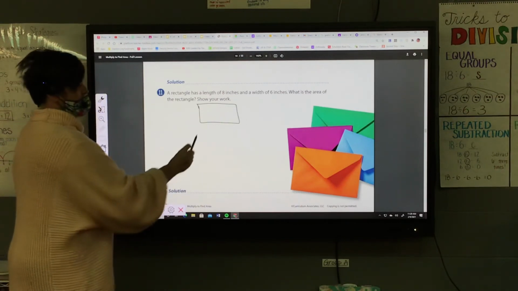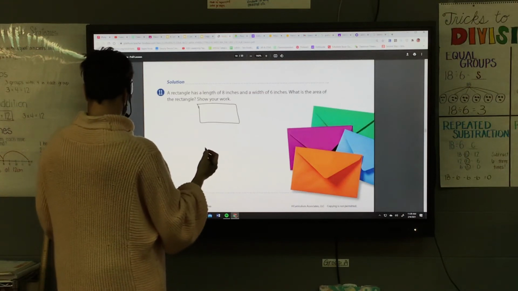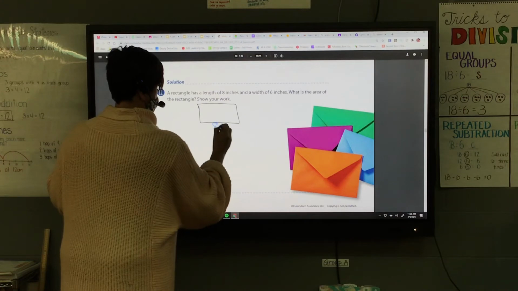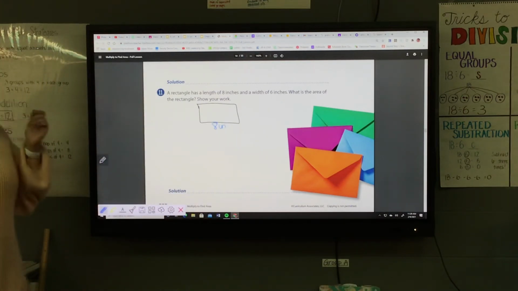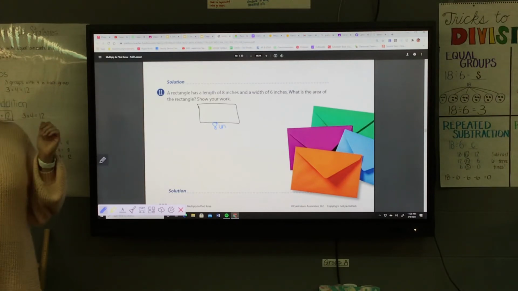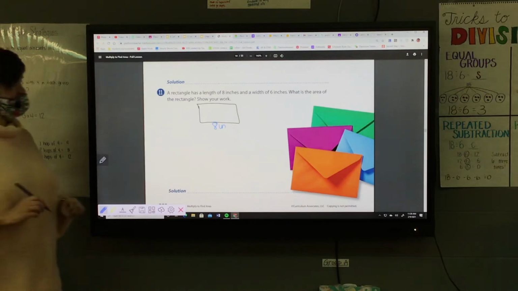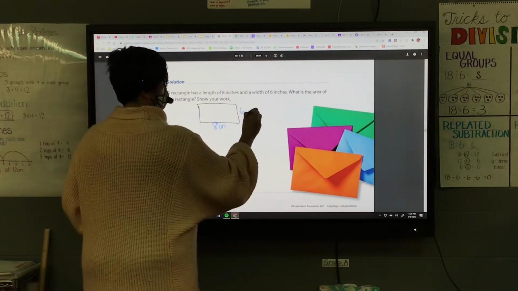So is this my length or is this my length? The first one. Yeah. Okay. So 8 inches. What is the width of this rectangle? What does our problem tell us? 6 inches.